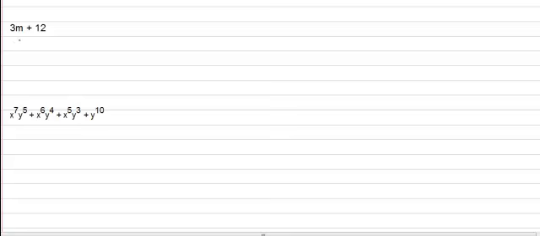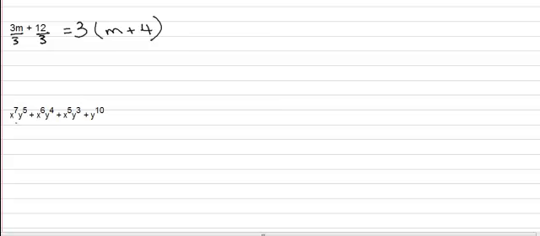This one, hopefully really quickly, we can see that we don't have a variable in both, and 3 is prime, and 3 does work in 12, so our GCF is 3. When we divide these by 3, we are left with m plus 4. So pretty quick and simple sometimes.